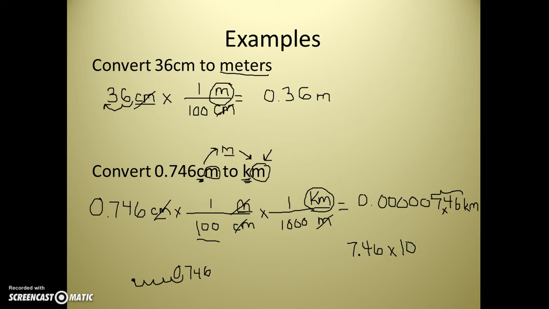Now we have to figure out our exponent. Since this value is less than 1, we're going to have a negative exponent. And we're going to count how many places we moved our decimal. 1, 2, 3, 4, 5, 6. So that's going to be our exponent. And don't forget your unit of kilometers. And this would be your final answer.